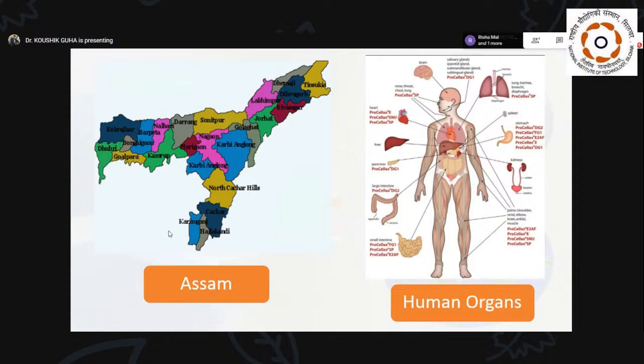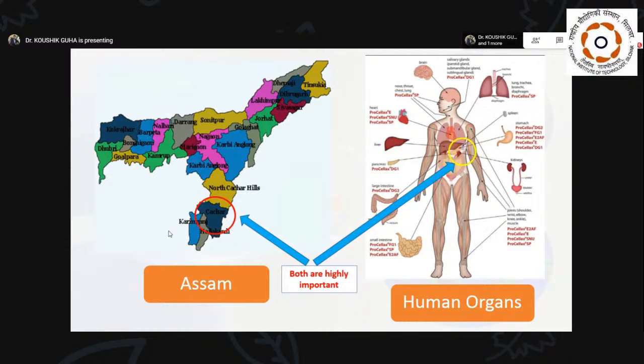Now, on the left-hand side, you can see the map of Assam. On the map of Assam, if we point out Kachar, it is a district, the Barak Valley, one of the districts under the Barak Valley. It has a rich cultural heritage, education and everything is there in this Kachar. Similarly, I can point out one very important body part, the human kidney. Both are highly important in their own domain, because Kachar and Silchar are very important for their culture, values, education and other socio-economic behavior of our common people. Likewise, the kidney is also one of the very important organs.